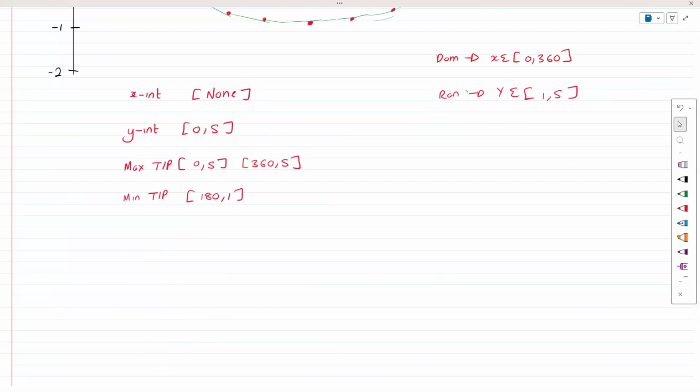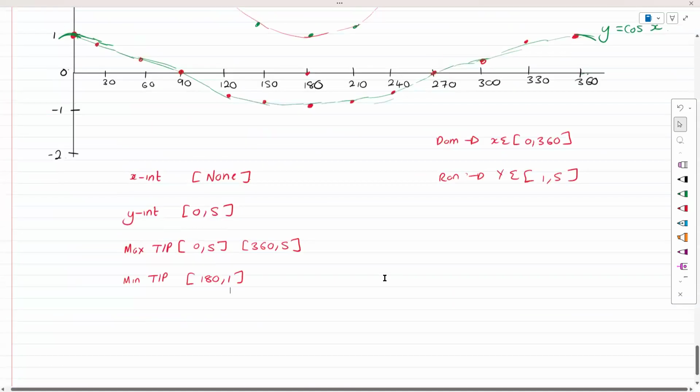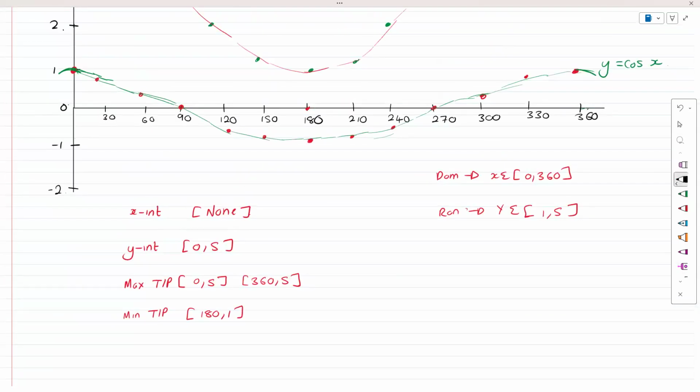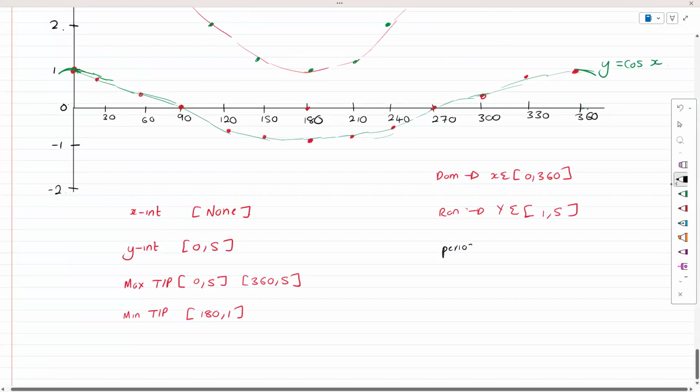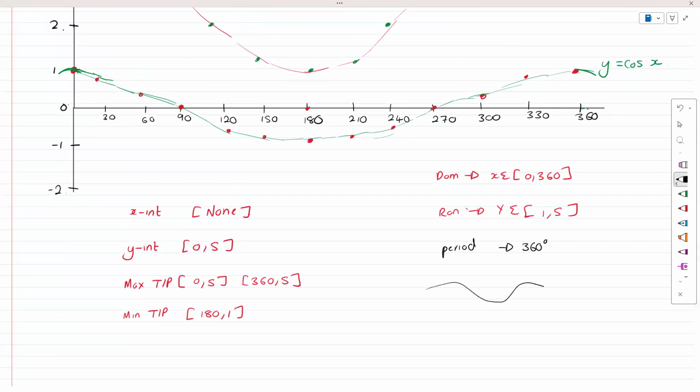Now, that's fine. Most of this is doable. The period of this graph is 360 because it takes 360 degrees for this graph to finish its cycle, which is there.